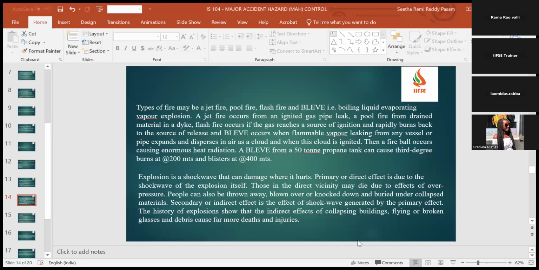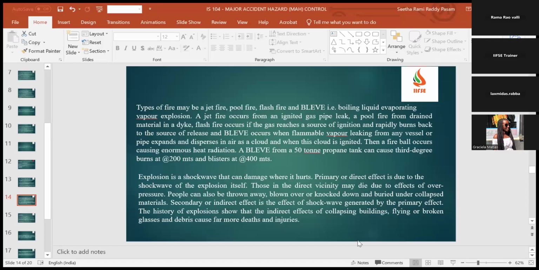A pool fire comes from drained material in a dike. So a pool fire is nothing but a fire on the dike. For example, you see in the movies, over the water they put a fire with some fuels. Even petrol can burn over the water. That is a pool fire. And flash fires occur when a gas reaches a source of ignition. It is a kind of bomb-like thing, and rapidly burns back to the source of release.